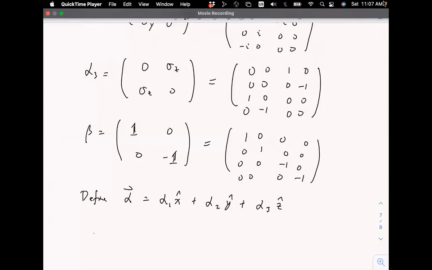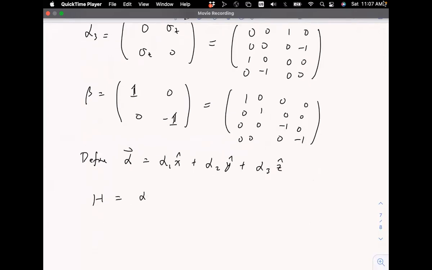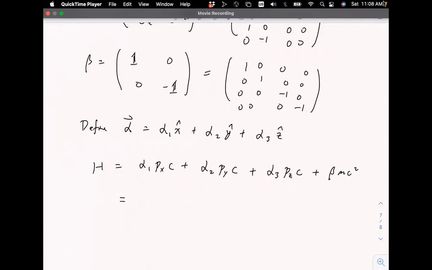Okay, then the Hamiltonian will be sigma 1 pxc. Not sigma, it's alpha. Alpha 2 pyc, alpha 3 pzc, and then beta mc squared. Or using a matrix form, you can write it in this way. Okay, so this will be the Hamiltonian for 3D electron. Then naturally it means your wave function needs to have 4 components.